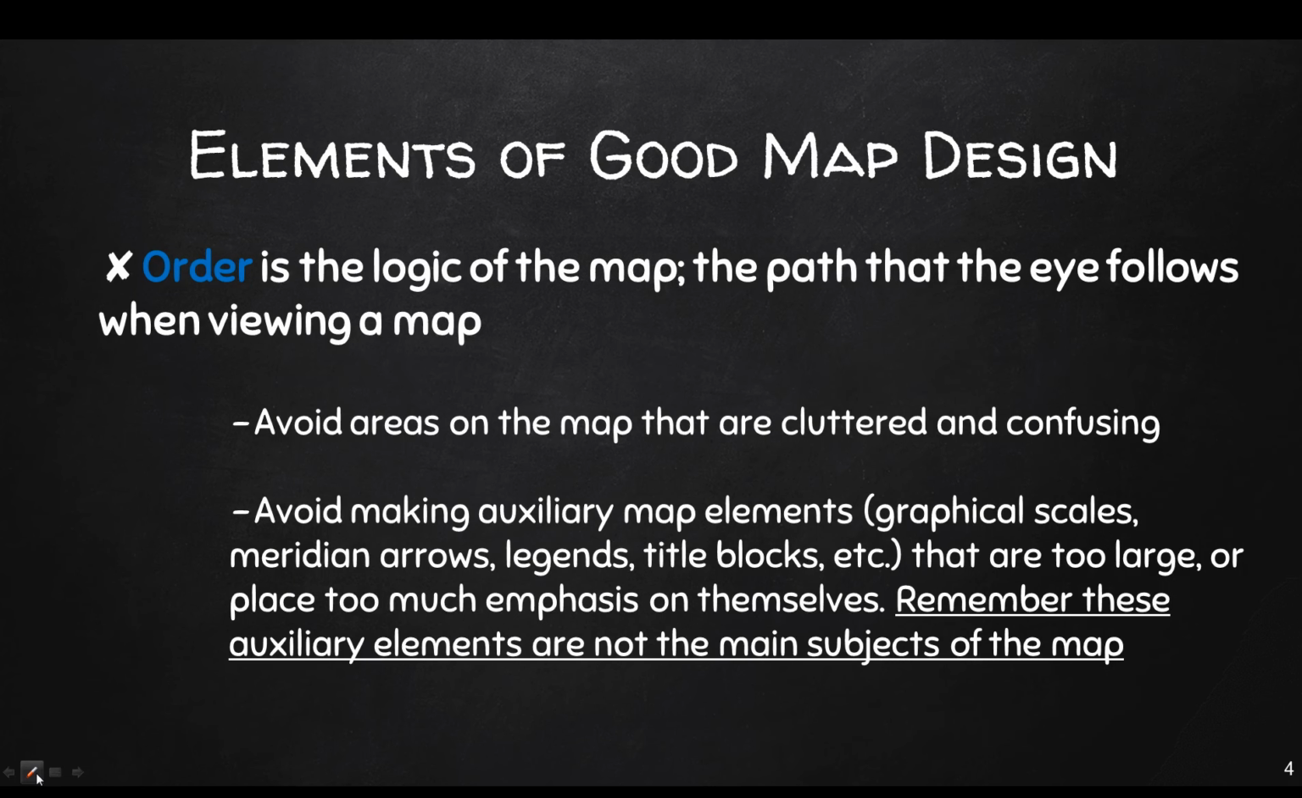Order is the logic of the map, the path that the eye follows when viewing a map. Avoid areas on the map that are cluttered and confusing. Avoid making auxiliary map elements like graphical scales, meridian arrows, legends, title block, etc. that are too large or place too much emphasis on themselves. That's kind of the first kind of error people make when they have the very first GIS class. The north arrow is gigantic and the legend is huge. So the first thing that the map viewer wants to look at is the north arrow because it's just gigantic. Remember, these are auxiliary elements and they are not the main subject of the map.